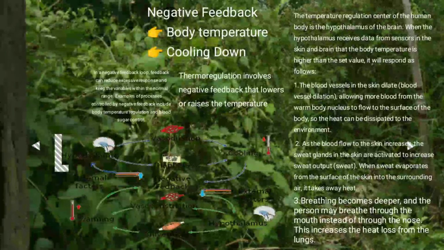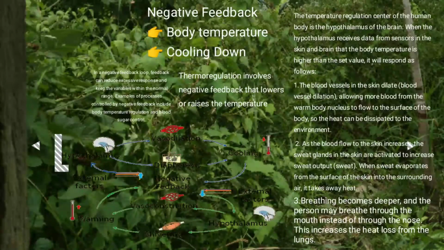Of the negative feedback. Negative feedback is a negative feeding back of the body of a human or an animal. Here the body temperature. Thermoregulation involves negative feedback that lowers or raises the temperature.